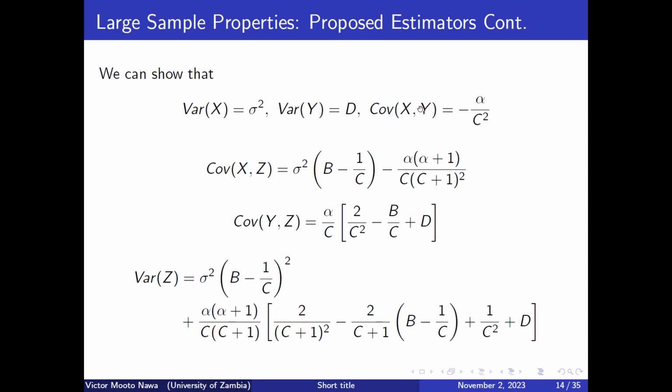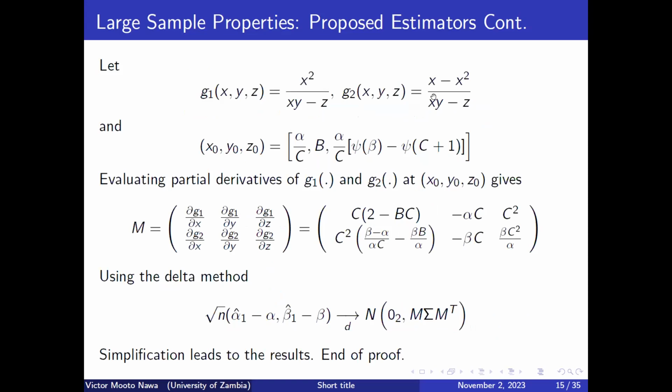So these are the expressions basically. The variance of y is a function of d, the covariance of x and z is a function of b, the covariance of y and z is a function of b and d, and the variance of z is a function of b and d.